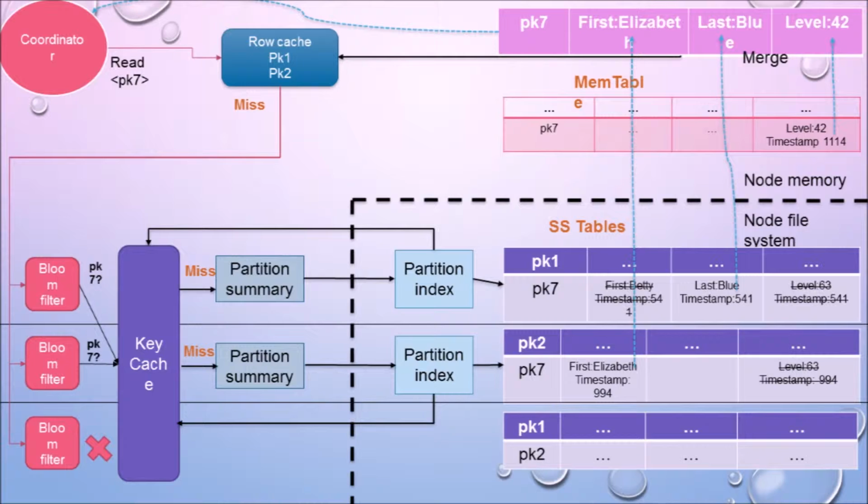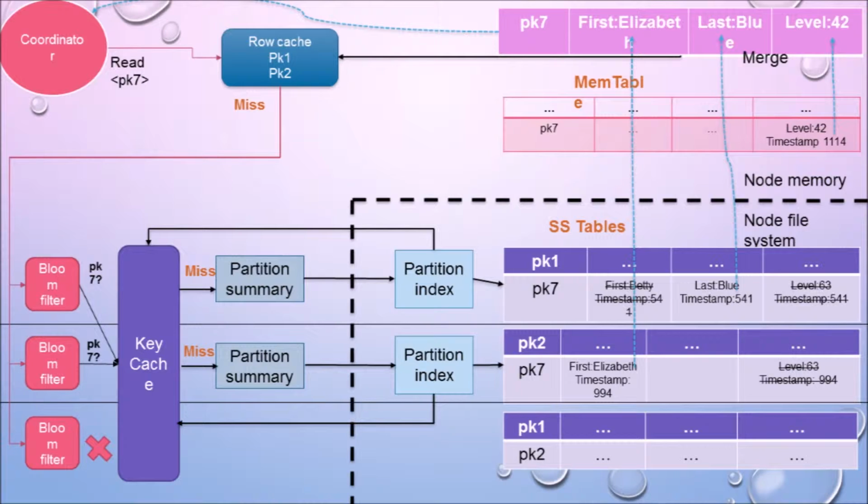Now, same old story. You're going to try and read from the row cache. Row cache says no, and then you go and try and hit Bloom filter. Bloom filter says maybe, maybe, nah. You don't go and check the third one, and this one says, well, I don't have that data, because this key cache does not, key cache is again a cache of all the keys.